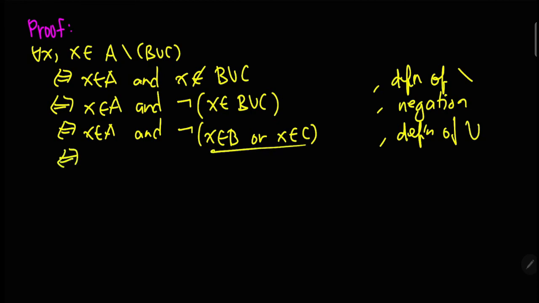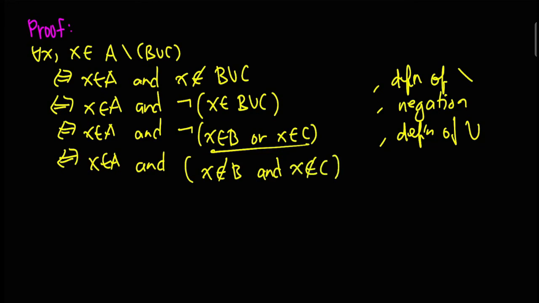Since the expression here is P or Q, we can now use De Morgan's law. So we have X is in A, and then negating the first statement, the and becomes or, and then negating the second statement. Now, since these are all AND statements, that means each of them is true. Again, this is De Morgan, by the way. So it is true that X is in A, X is not in B, and X is not in C.